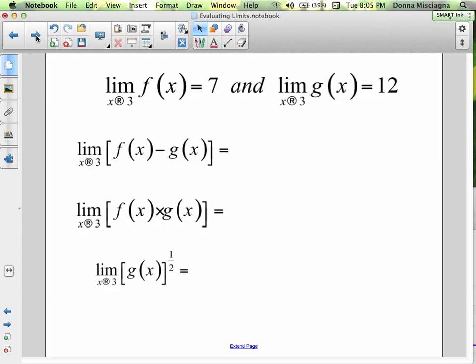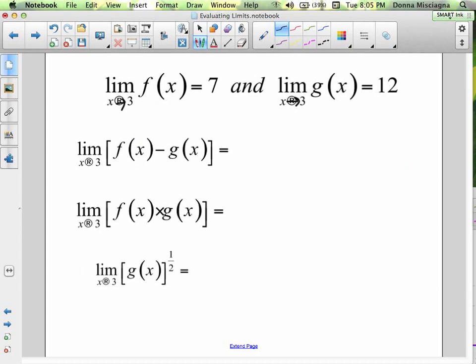And these things are in your notes. So here we have, and when you see an R like that, it's supposed to stand for right arrow, and it just didn't work out correctly. So the limit of f of x as x approaches 3 is equal to 7. The limit of g of x as x approaches 3 is equal to 12.